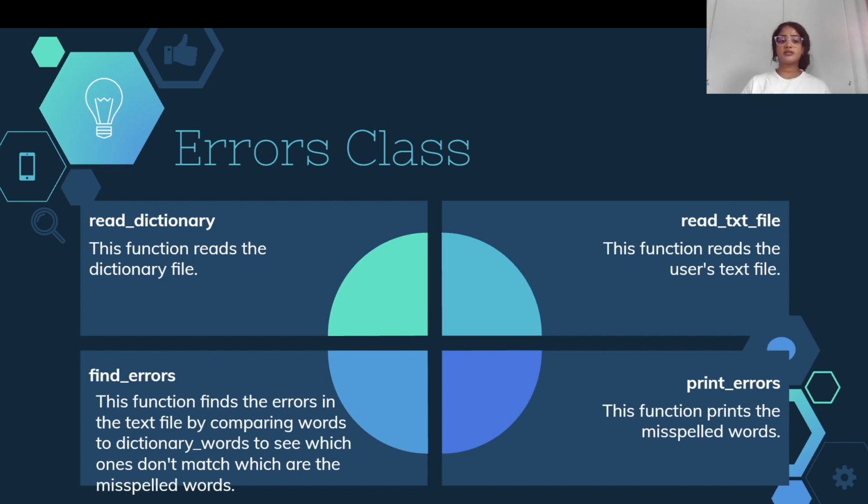The find errors function finds the errors in the text file by comparing words in the dictionary to see which ones don't match and which ones are the misspelled words. Then the print errors function prints out the misspelled words.